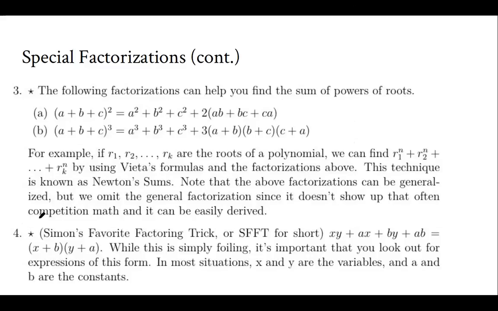And the other one, which is probably very important and very, very useful if you haven't memorized it or if you haven't seen it before, is Simon's favorite factoring trick. So it's xy plus ax plus by plus ab equals x plus b times y plus a. This is basically just multiplying two binomials together. There are a lot of problems that have this configuration, and you always have to be on the lookout for opportunities to factor an expression into this form. And with this, it can be easy to find the values of the variables.